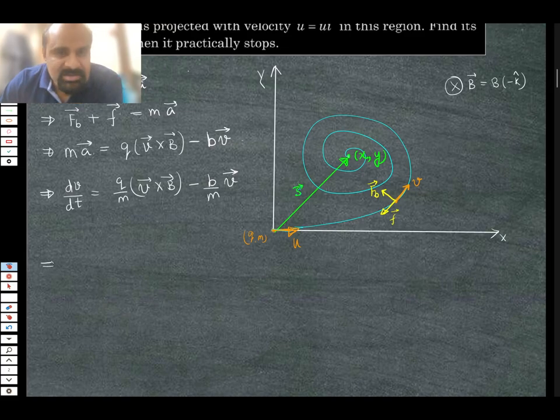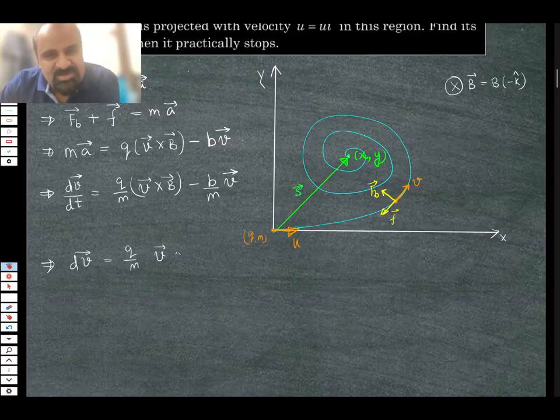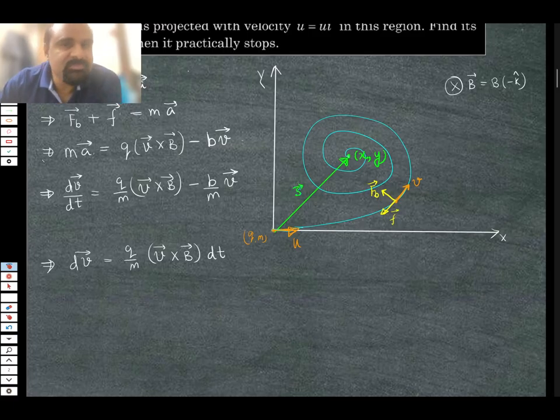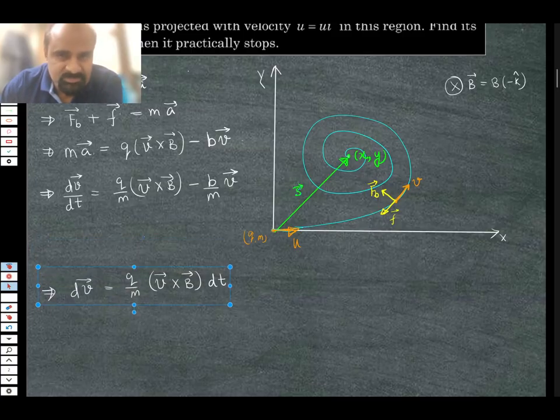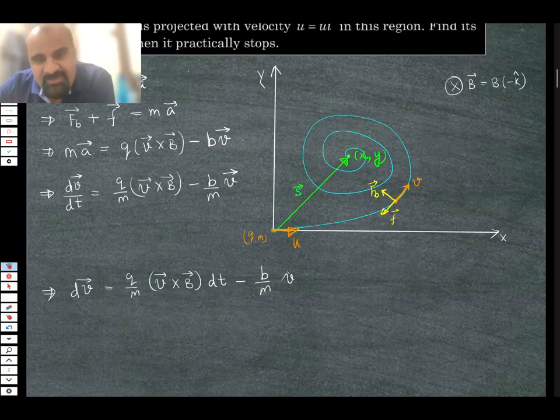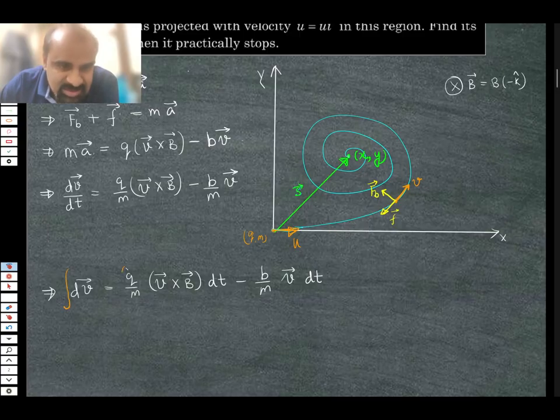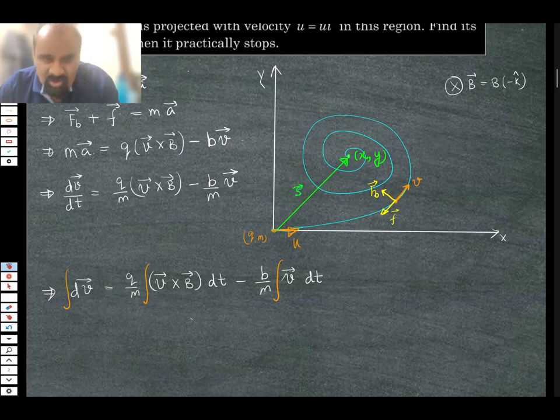Then I'm going to move dt on that side. So dv vector, oh, I forgot the vector symbol. It's very important to write this in vector symbol. q by m, v vector cross B vector dt, minus b by m, v vector dt, and I'm going to use the beautiful integration symbol. Now q by m is a constant, it will come outside.